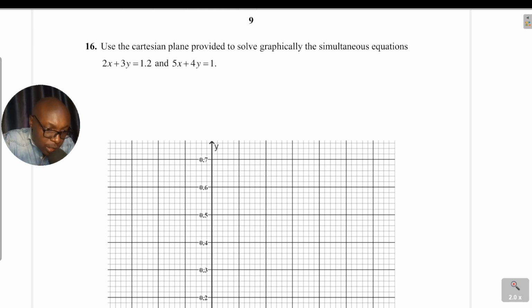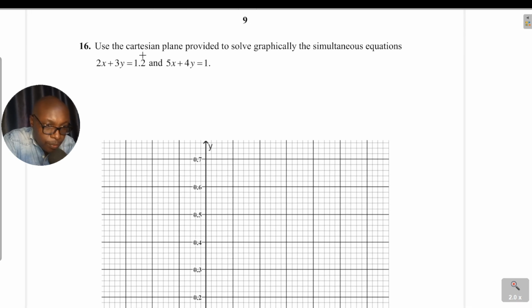So let's go straight to the first equation. Using this equation, you draw a straight line. To draw a straight line, you need at least 2 points. So I'll choose any 2 suitable points, considering the graph and the values that are given, so that you don't have very big values that will not fit there.